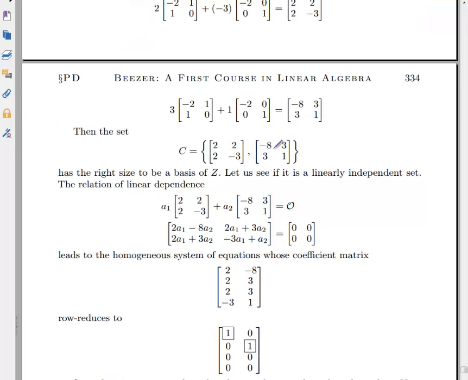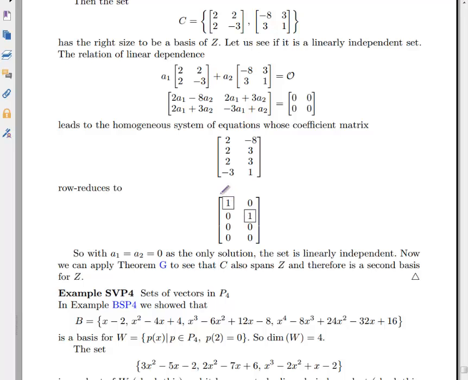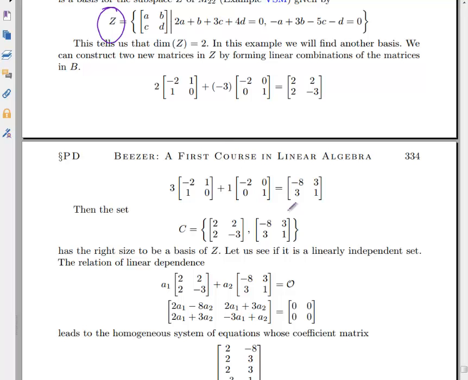They're both in Z. You can show that they're linearly independent because, in our usual way, you form a linear dependence relation. This will give us 4 equations in the unknowns a1 and a2. And you solve this and you find out that the only solution is a1 equals a2 equals 0. So what does that tell us? That tells us that these two matrices are linearly independent. They're also in Z. And the dimension of Z is 2, so C is a basis.